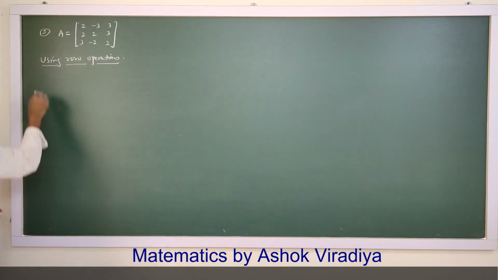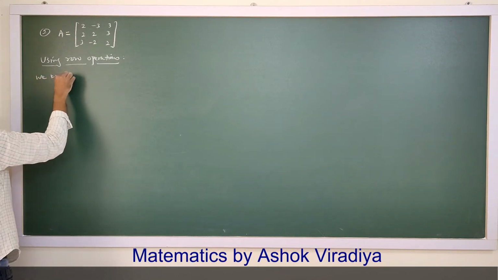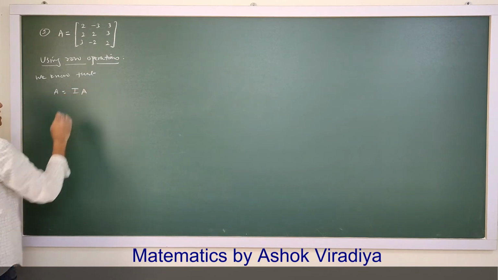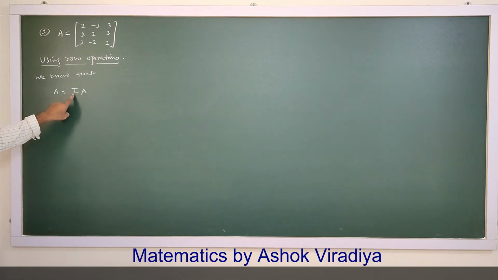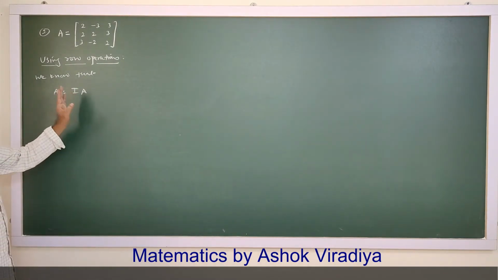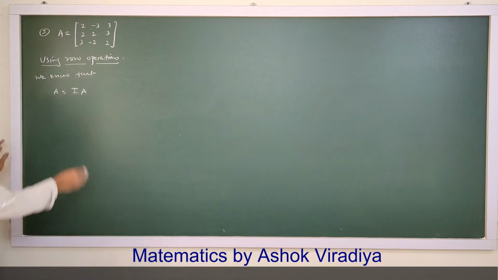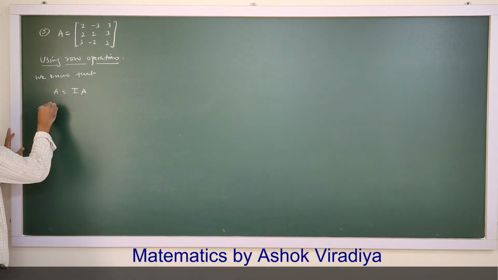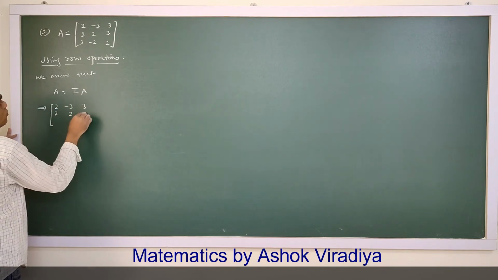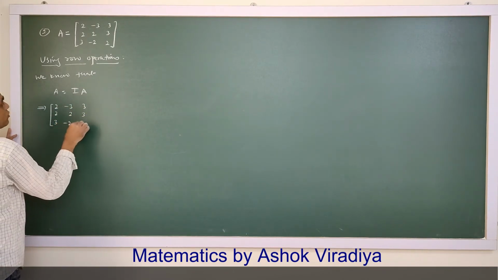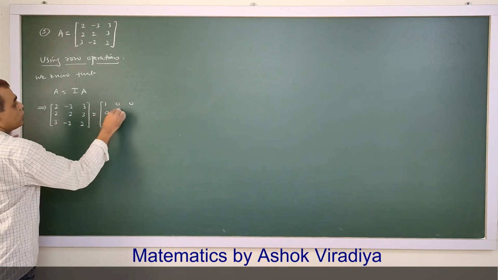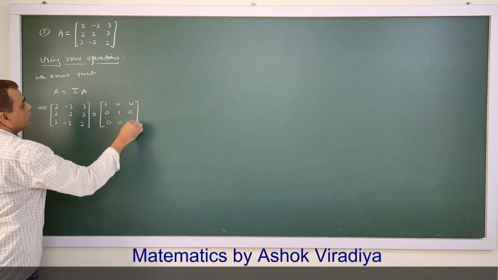So here, starting, we know that A is equal to I into A. In row operation, keep I on the left side. When performing column operation, keep I on the right side. So A is equal to I into A. A is [2, -3, 3; 2, 2, 3; 3, -2, 2] equal to [1, 0, 0; 0, 1, 0; 0, 0, 1] into A.